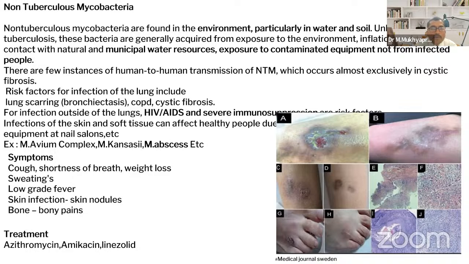Another thing is the non-tuberculous mycobacteria, which is Mycobacterium abscessus. Risk factors are underlying lung disease, COPD, cystic fibrosis, HIV. Symptoms are cough, shortness of breath, weight loss, and in skin infection, skin nodules, which our patient had, and bone pains. But again, it was not a localized infection. It could be from contaminated equipment in the hospital, but this patient had an almost disseminated infection. We treated with azithromycin, amikacin, linezolid, but this organism is usually drug resistant. Azithromycin may not work for this patient.